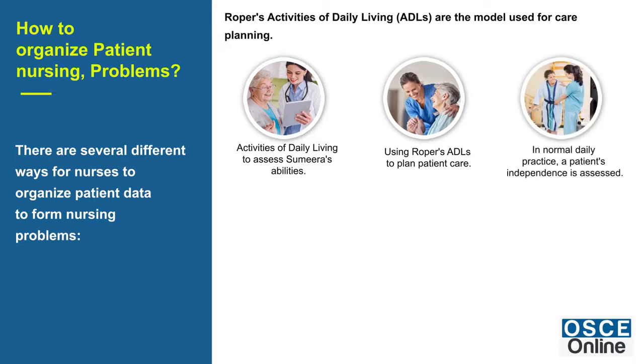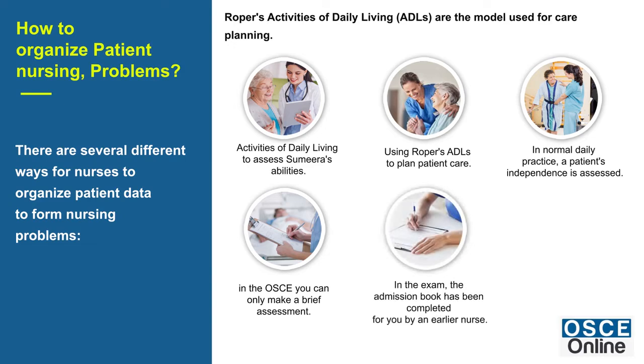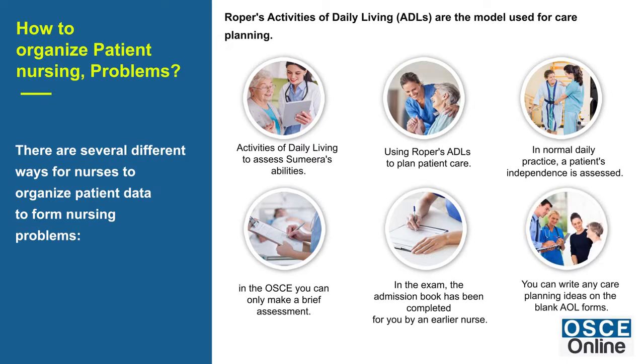In normal daily practice, a patient's independence is assessed against all of the activities of daily living one ADL at a time. It would take too long to ask about all 12 ADLs, so in the OSCE, you can only make a brief assessment. In the exam, the admission book has been completed for you by an earlier nurse, and the ADL checklist has been partially completed. However, the planning has not been done, so you can write any care planning ideas on the blank ADL forms that you have been given.